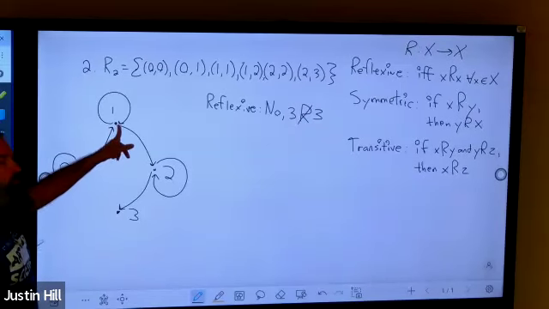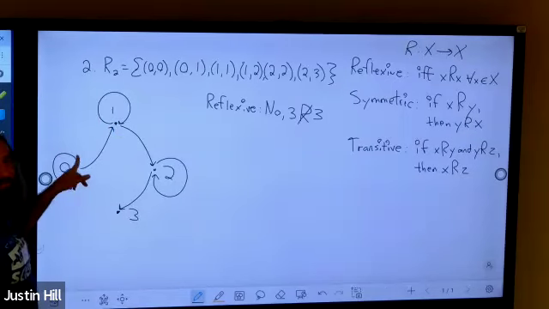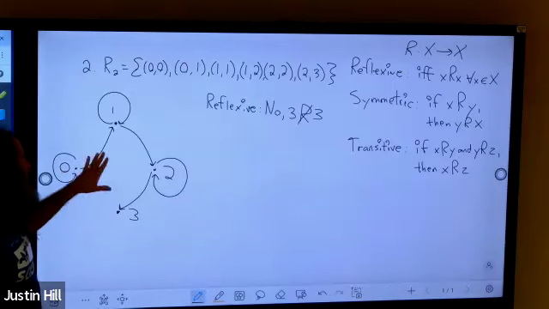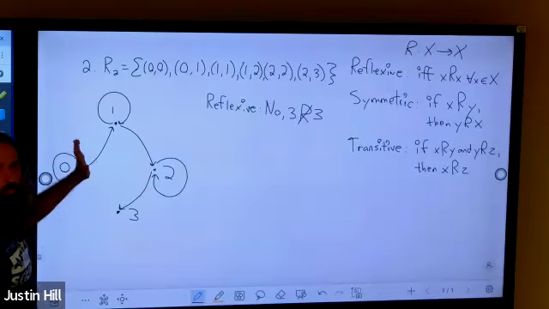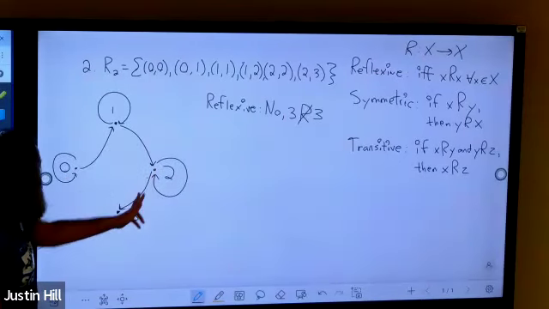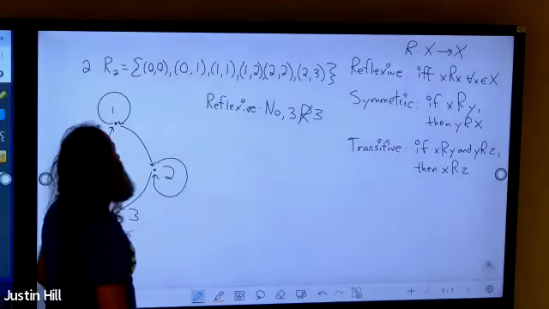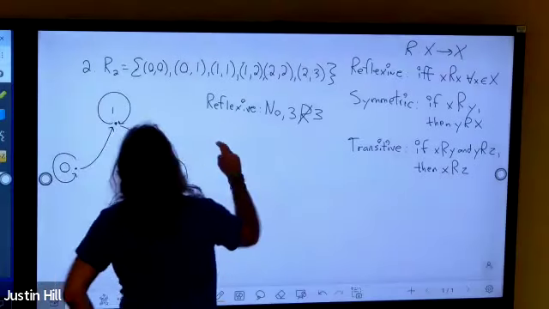So 0 is related to 1. If this was symmetric, then I should automatically see 1 related to 0. I should see an arrow coming back. And notice that I don't. And not just there. I mean, 1 is related to 2. If it was symmetric, then I should see 2 related to 1, and I don't. And etc. 2 is related to 3, but I don't see 3 is related to 2. So that means this is not symmetric. And any one of those cases is a perfect counterexample. You just need to give one.